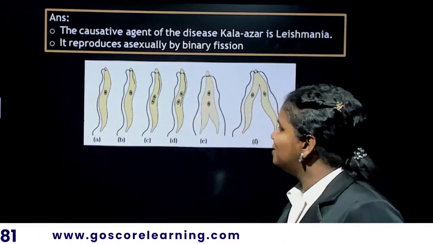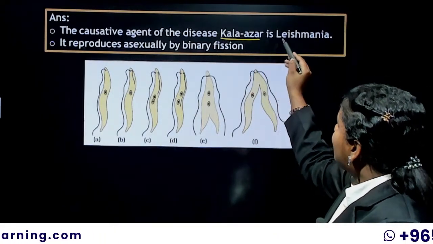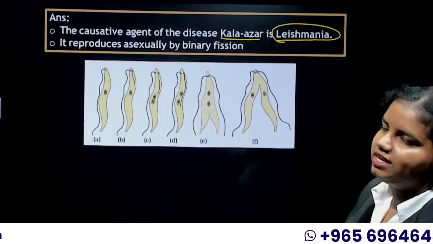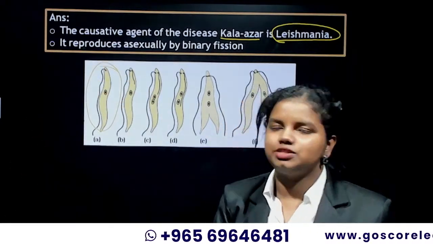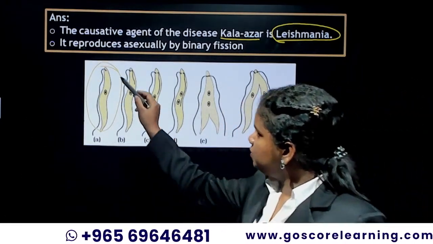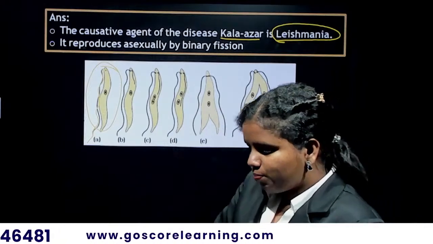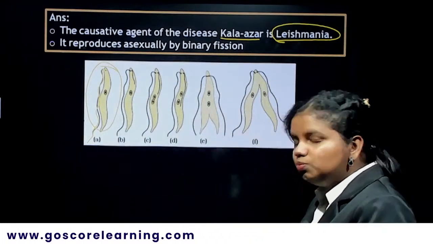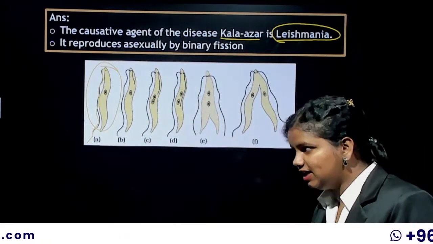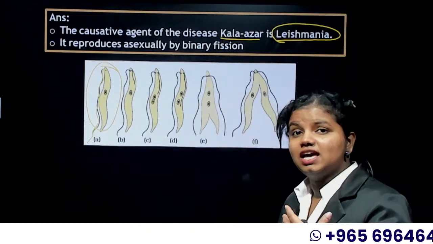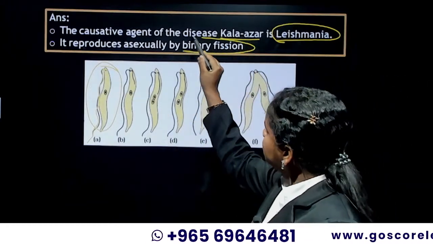Kala Azar is also called leishmaniasis. The causative agent of the disease Kala Azar is an organism called Leishmania. This is a Leishmania. It's a flagellate organism. You can see the long flagella extending from its body, which it uses to move, for micro propulsion. So the causative agent of this disease is called Leishmania, and the disease is also called leishmaniasis. It reproduces asexually through binary fission.